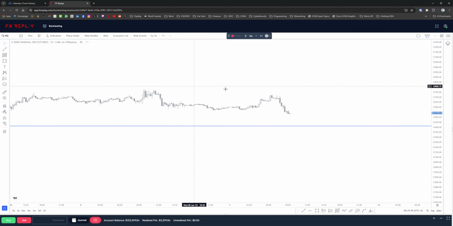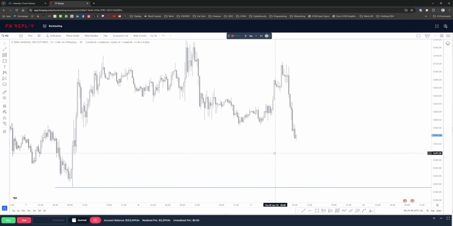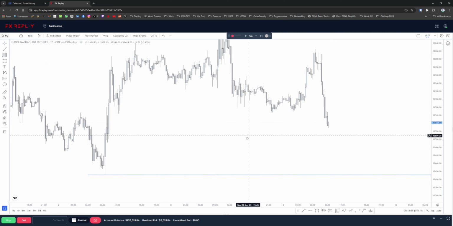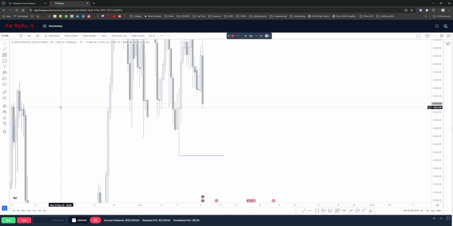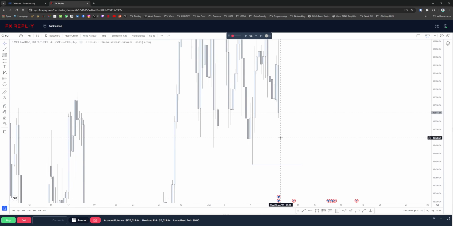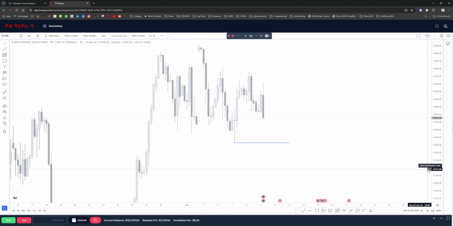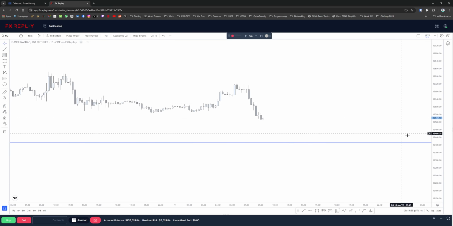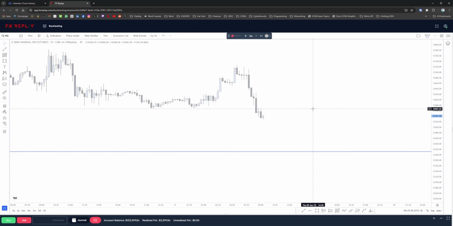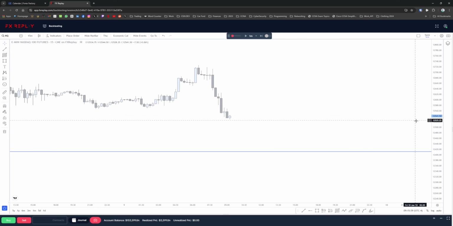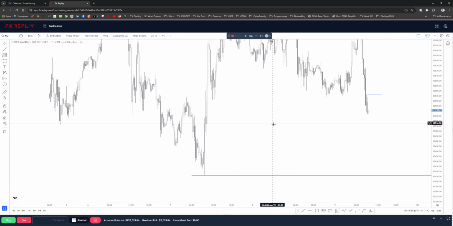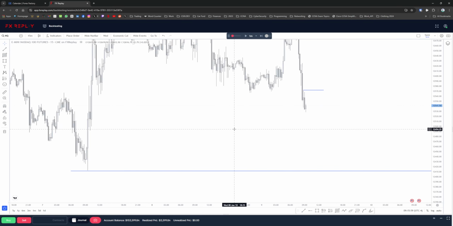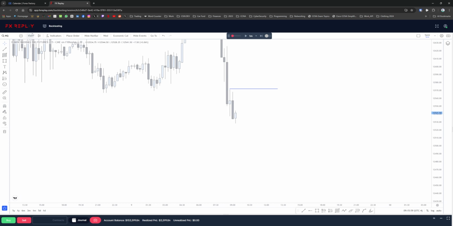Don't have a bias, guys, actually. If I saw this sort of chart, I think I'd skip the day, to be honest. We've got CPI tomorrow. Maybe go on the 15 minutes, see if we get a continuation lower. Yeah, maybe. See what New York Open does.